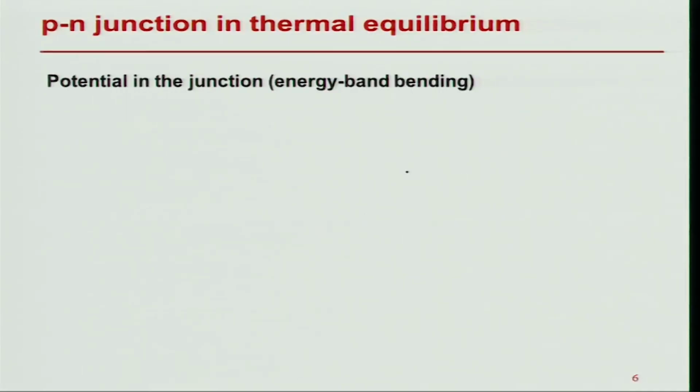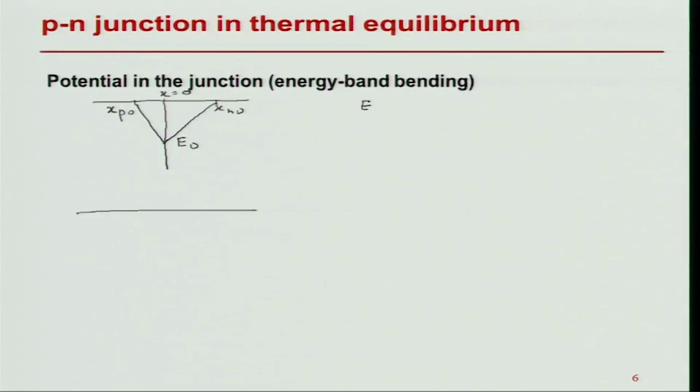Now, having understood the space charge and the field inside the junction, we move next to understanding how the potential is changing inside the junction. So, what we have seen so far is that we have a depletion region and field in that depletion region, and we want to find out how the potential is changing in the junction area.